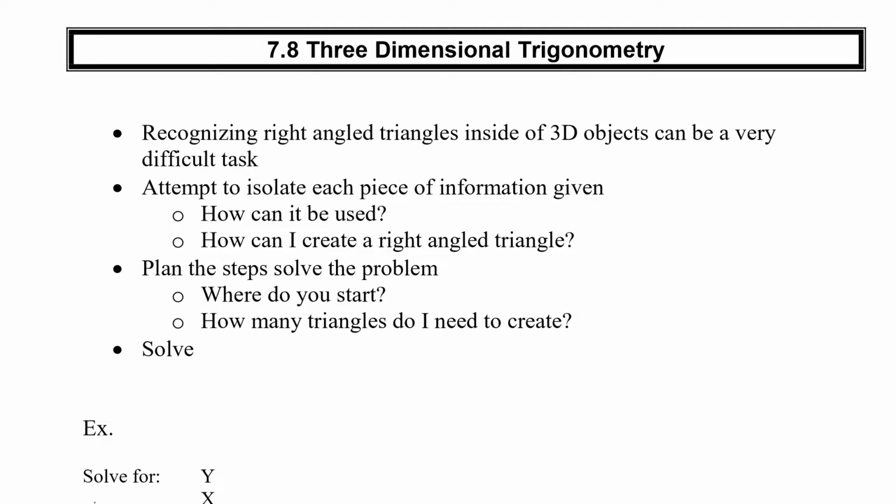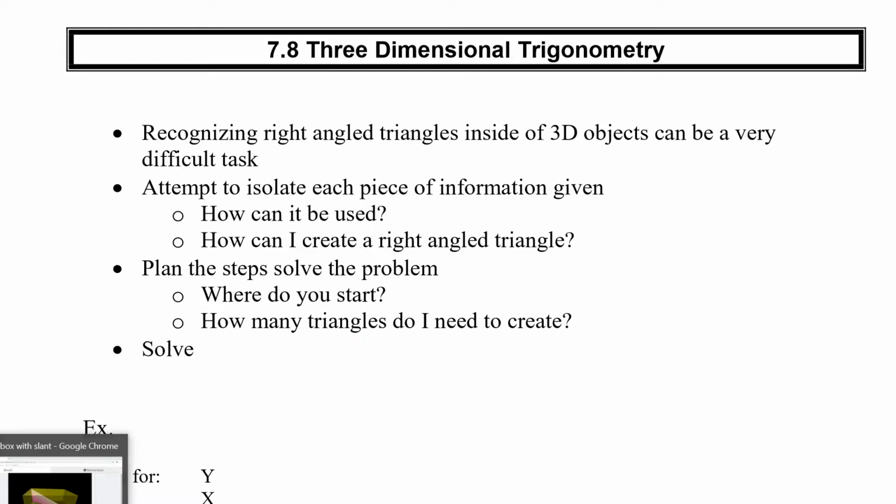7.8 Three-dimensional trigonometry. Recognizing right-angled triangles inside of 3D objects can be a very difficult task. So what we want to do is attempt to isolate each piece of information that we've been given. How can it be used? How can I create a right-angled triangle from that? Next, we want to plan steps to solve the problem. Where do I start? How many triangles do I need to create?